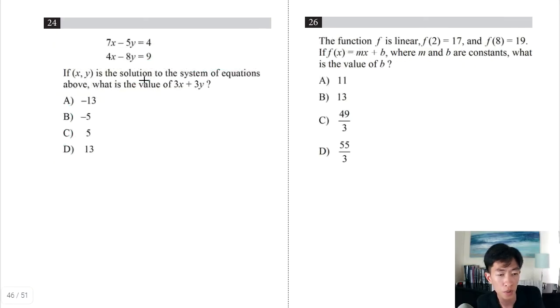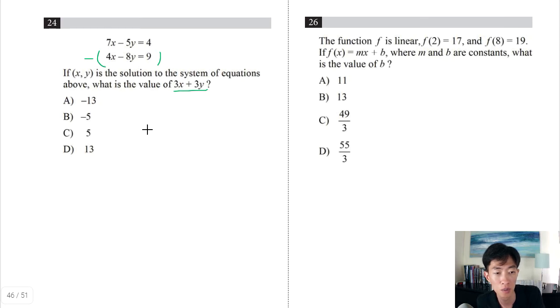24. If xy is a solution to the system of equations above, what is the value of 3x plus 3y? So, you always want to be looking for shortcuts. The thing that you want to notice is 7 and 4 can make 3 if you subtract it. 8 and 5 can also make 3 if you subtract them. Can you get the equations combined in a way that gets you the answer? And the answer is yes, because if you subtract the second equation from the first equation, you're going to get exactly what you're looking for.